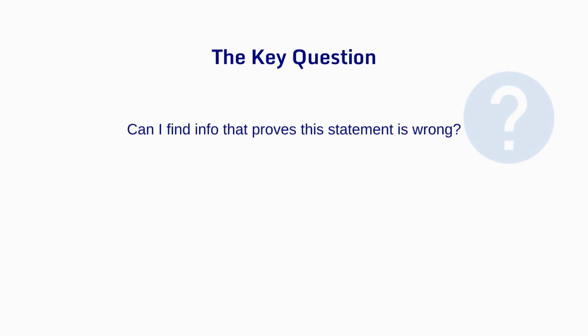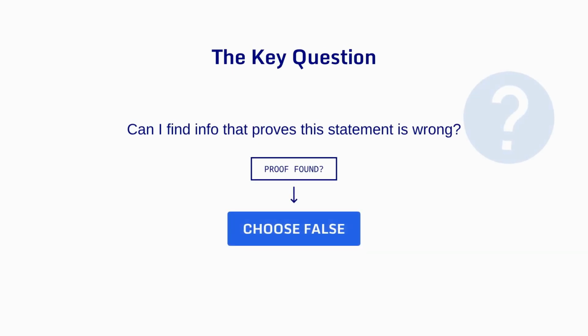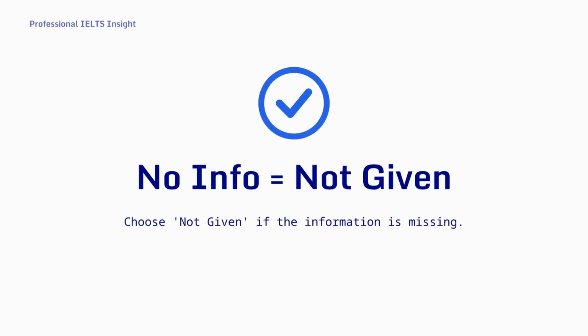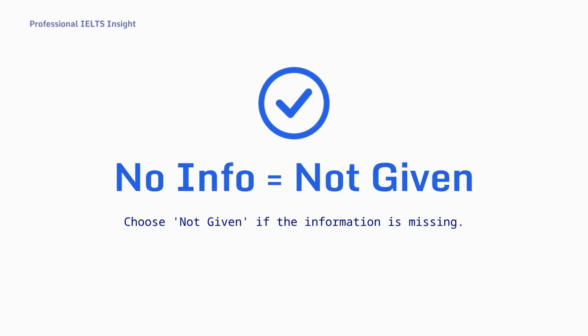Ask yourself, can I find info that proves this statement is wrong? If you can't, it's not false. If the answer is yes and you have that proof, then you choose false. If the answer is no because the information simply doesn't exist in the text, then you must choose not given. This one simple logic check can save you a lot of marks and frustration during the test.